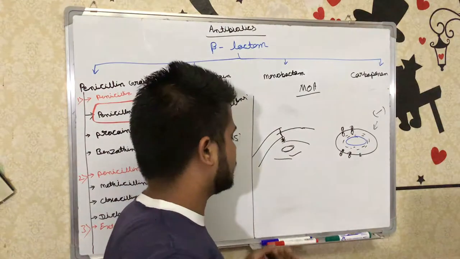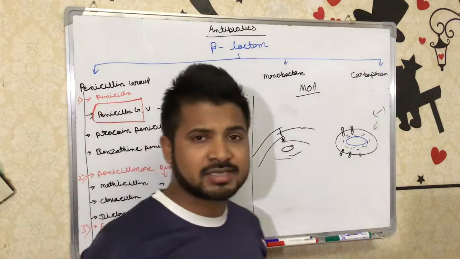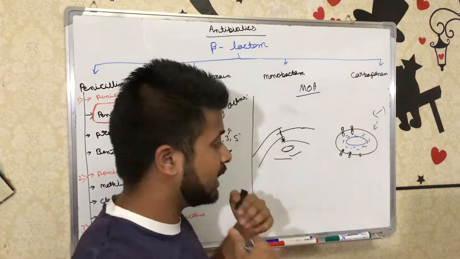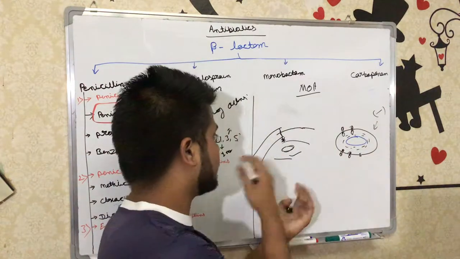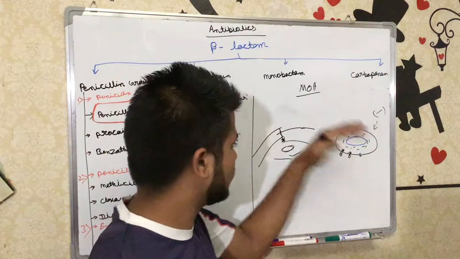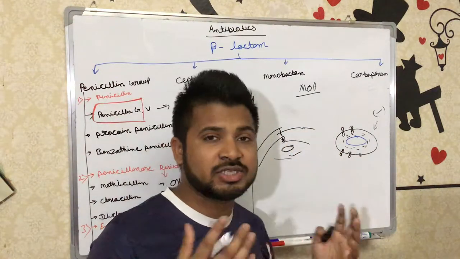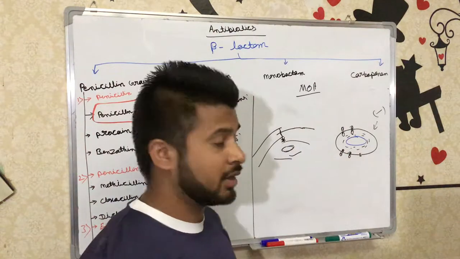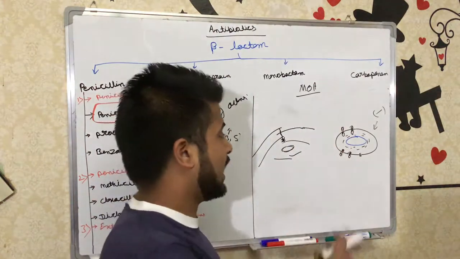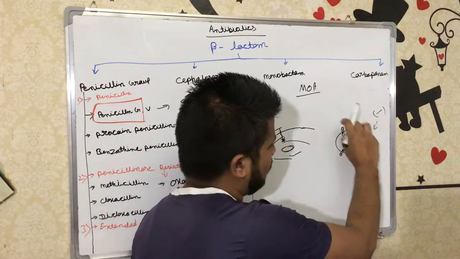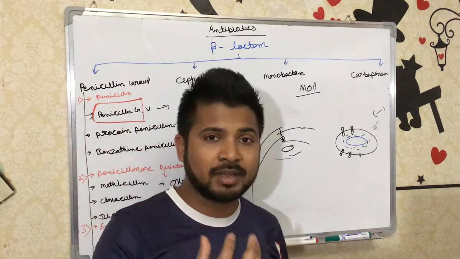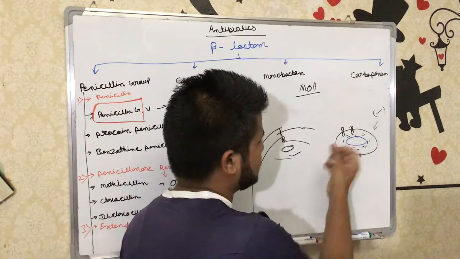Even penicillin, as I said, is a bulky drug, a very big molecule, and even a big molecule can kill gram-positive bacteria. Why? Because they don't have an extra layer, so it is easy to penetrate and kill the bacteria. But gram-negative bacteria have an outer cell wall and very small porins, so a big drug molecule cannot penetrate them.